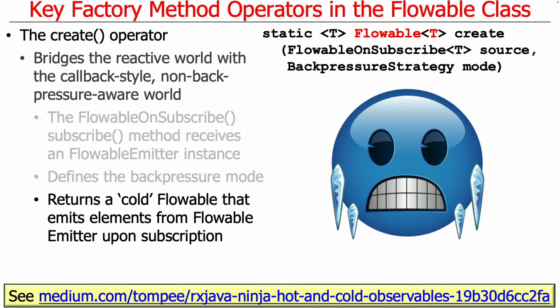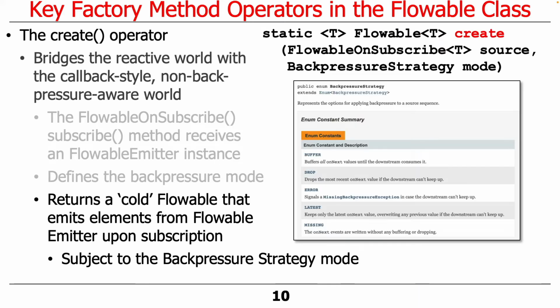The create operator returns something called a cold Flowable. You might remember we talked about cold Observables before, and these will emit elements from the emitter whenever a subscriber subscribes. So whenever a subscriber subscribes, then the elements will be emitted starting from the beginning again. Subject to the back pressure strategy, of course. So the back pressure strategy mode is going to be used in conjunction with this event generator, this FlowableEmitter, in order to be able to process the data at the right rate.